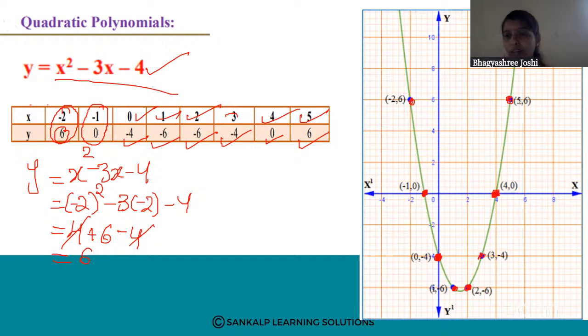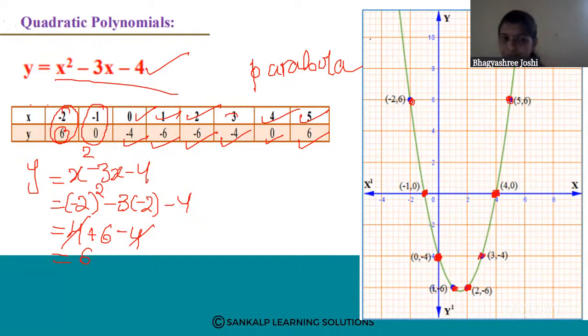Which shape you will get? It is U shape. So for quadratic polynomial, it is U shape. U shape means it is called as parabola. Remember, it is parabola. So quadratic polynomial has parabola shape graph.